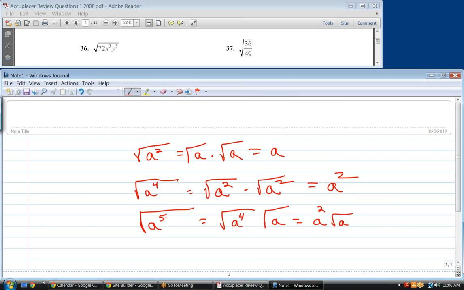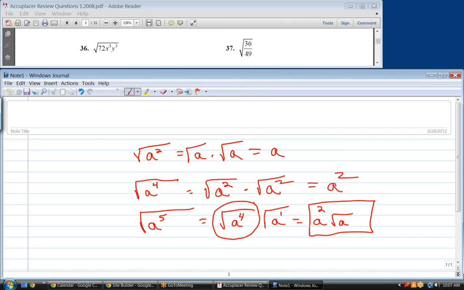If we take the square root of a to the fifth, I want to break a to the fifth up into an a to the fourth times an a to the first, because I know what that is. That's a squared. So the square root of a to the fifth becomes a squared times the square root of a.